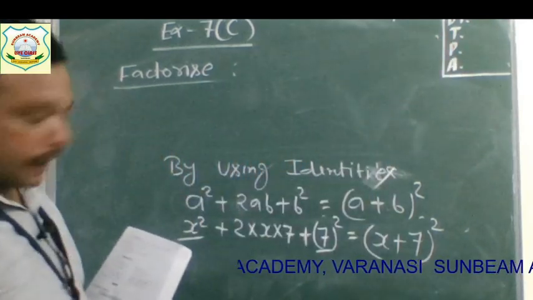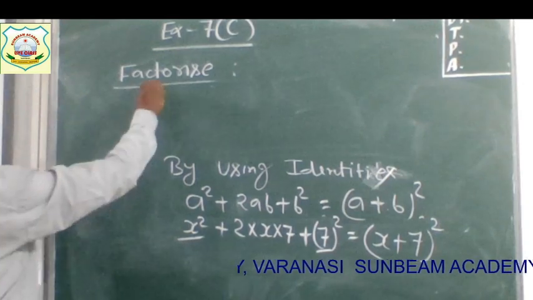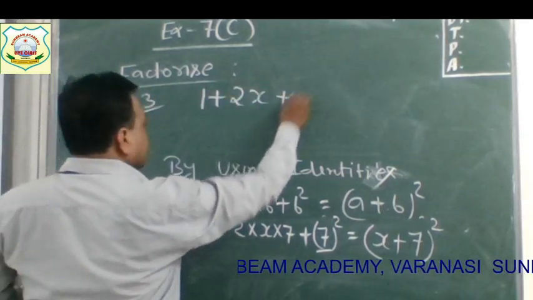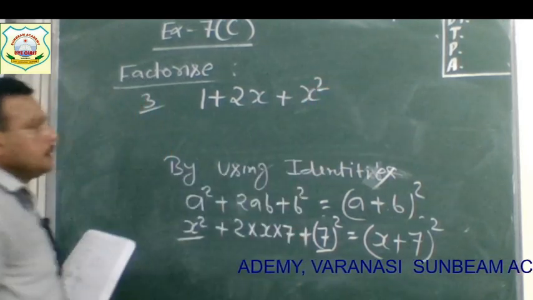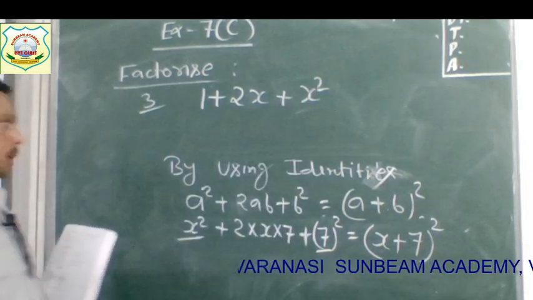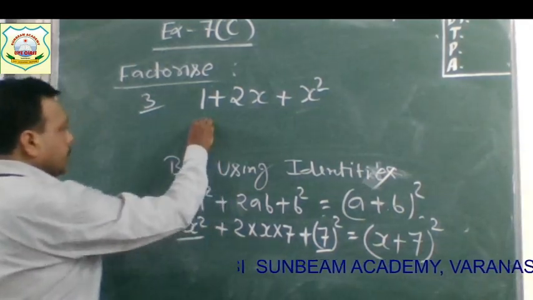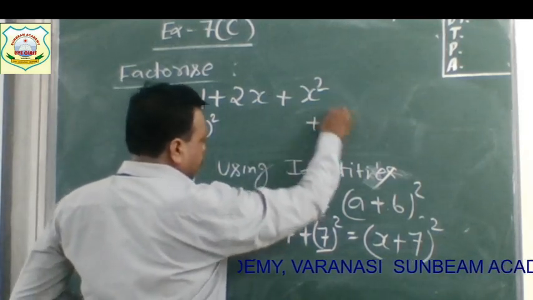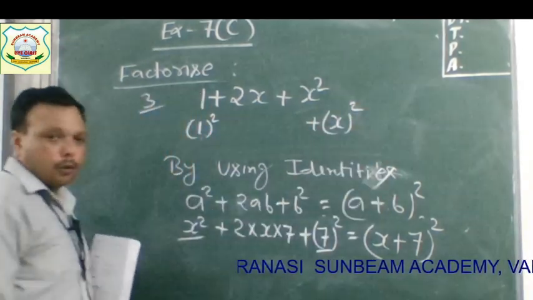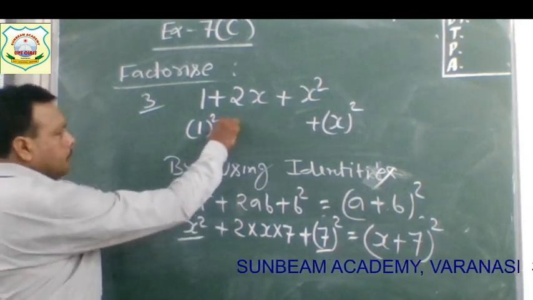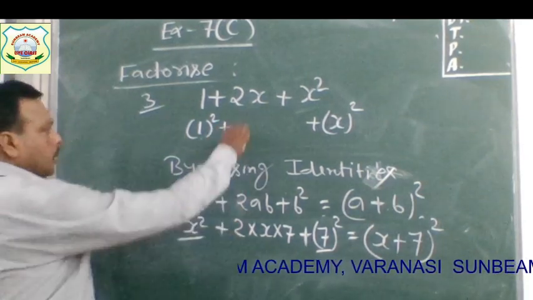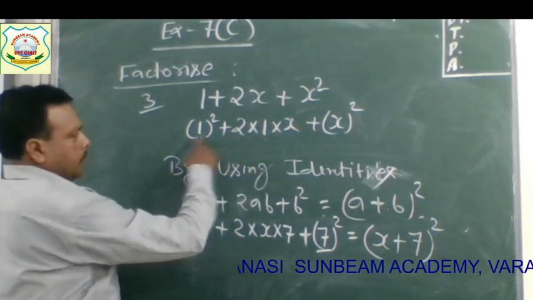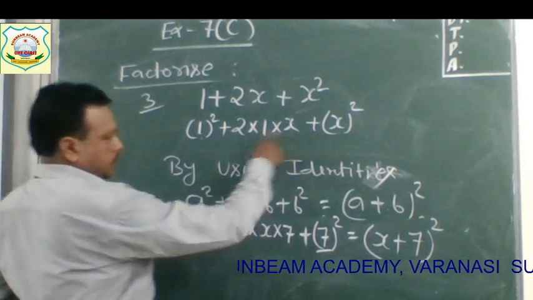Question number 3 is given: 1 plus 2x plus x square. We can write the 1 as 1 whole square, and here we already have x whole square. So what should we write here? 2 into ab: 2 multiply 1 multiply x. The a value is 1 and the b value is x, so 2x.